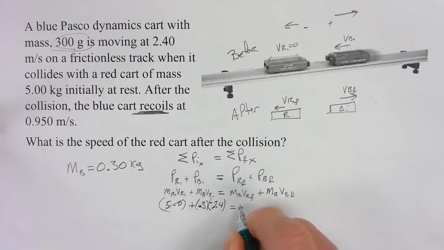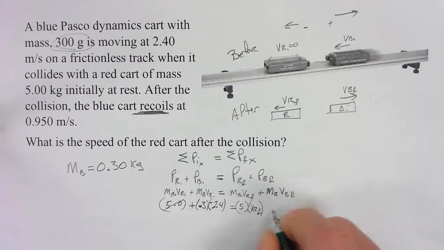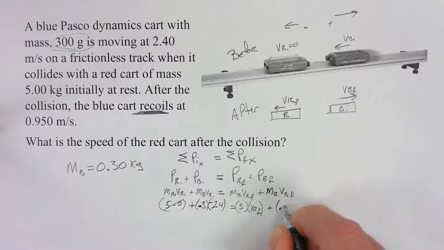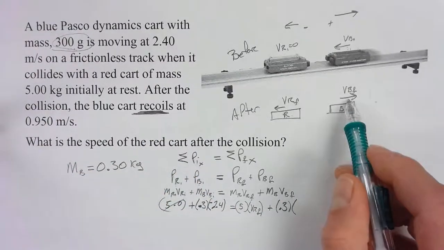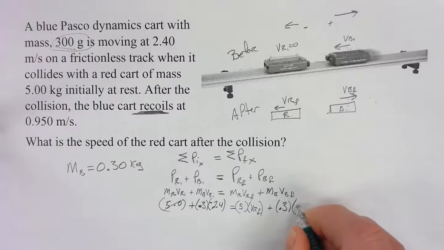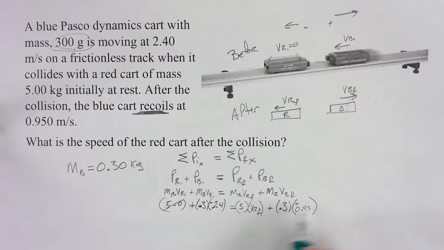So now the red one, its mass is 5. Its velocity final, we don't know. Velocity of the red final, that's what we're trying to find out. And then we have the mass of the blue cart, which is 0.3 kilograms multiplied by its velocity. We know that it recoils at 0.95, so that's rightward. So that's a positive 0.95. Now, be careful, I put this little positive and minus there. I'm not subtracting here, I'm multiplying. I'm not adding there, I'm still multiplying.